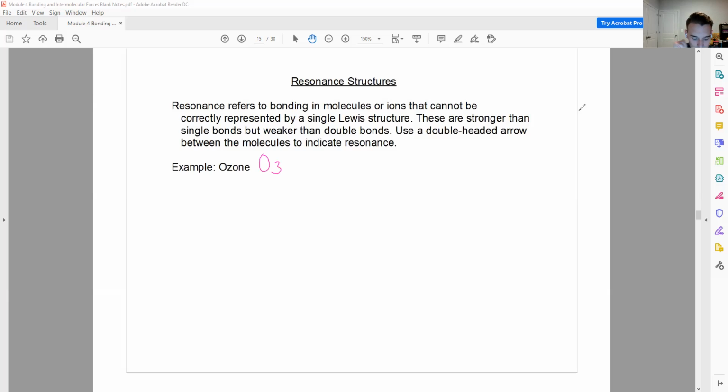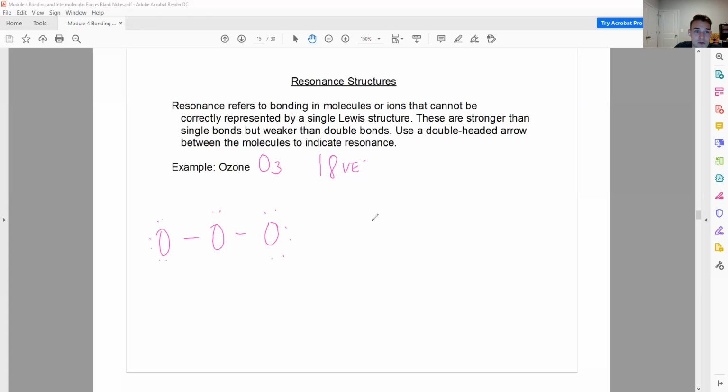Ozone is O3, and it has a total of 18 valence electrons. So let's see, if I just tried to bond 3 oxygens. Okay, so we'll try to make these happy. 2, 4, 6, 8, 10, 12, 14, 16, 17, 18. Okay, I've used all 18 of my electrons. The side oxygens are happy, but the one in the middle is not happy. It's not happy because it only has 2, 4, 6 electrons. It needs 2 more. Okay, well, what is the only option?